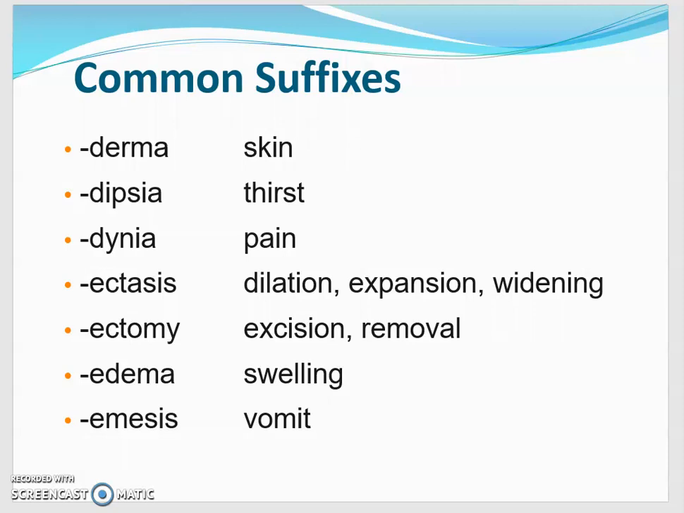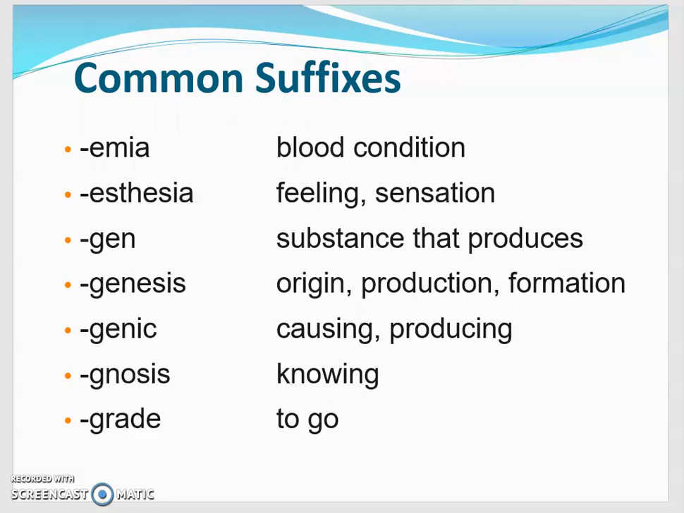If something dilates, it is expanding, it is widening. And when we look at ectomy, a removal is an excision. Excision is a more medical term. I would prefer you use that one. It's going to get you closer to the correct definition. Anemia means a blood condition.